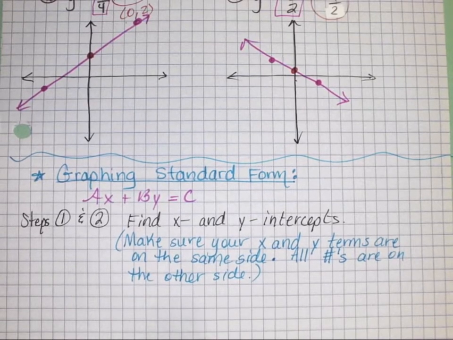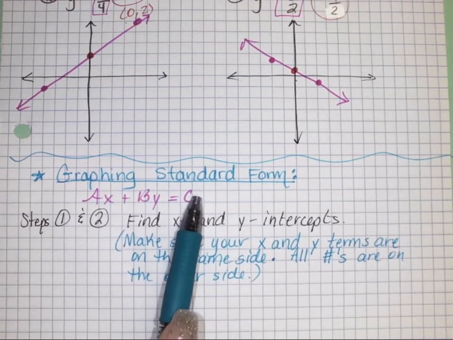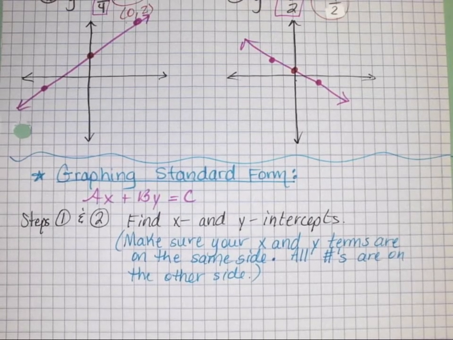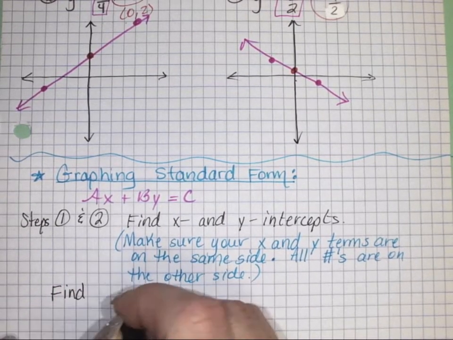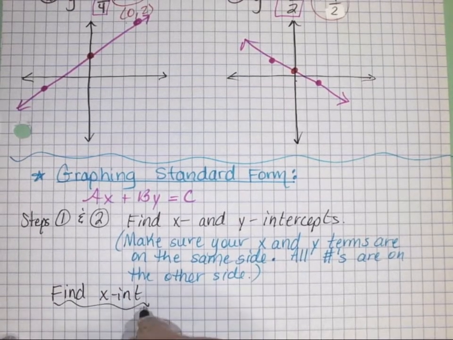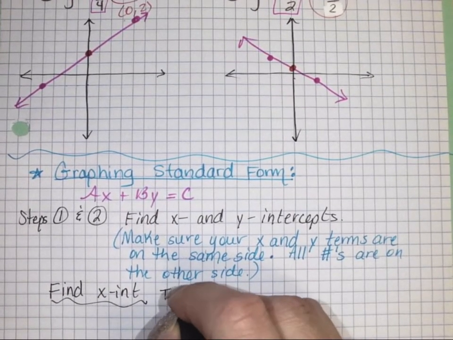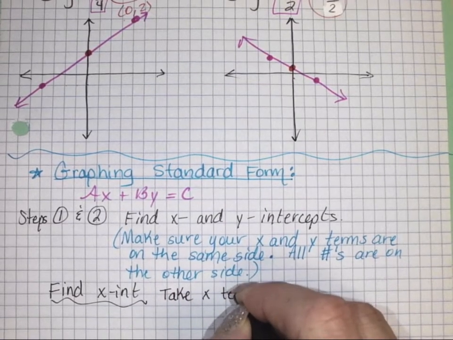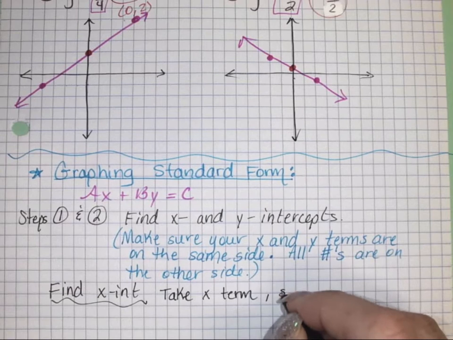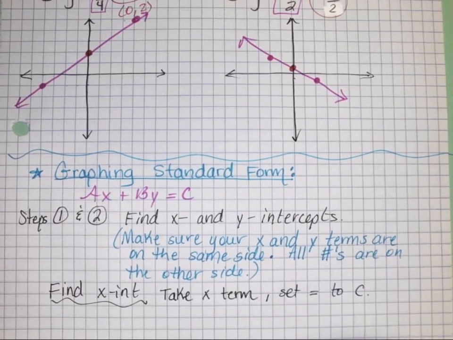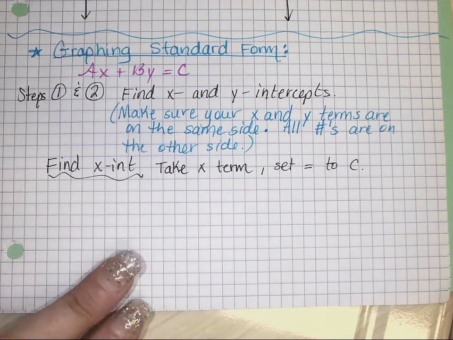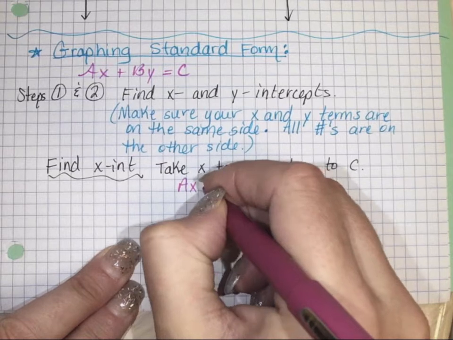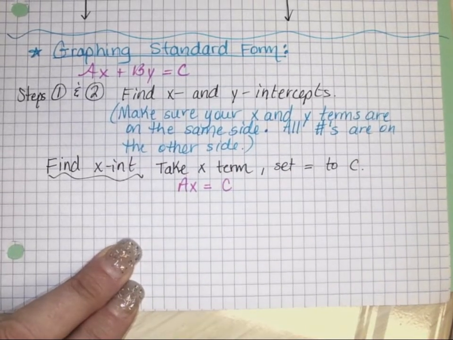So make sure your x and y terms are on the same side, and all numbers are on the other side combined. Okay, so here's how you find your x-intercept. You take your x term and set it equal to whatever C is. So I'm going to take AX, that whole chunk, and set it equal to C, and you're going to solve it for X.